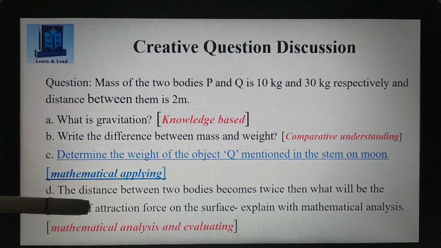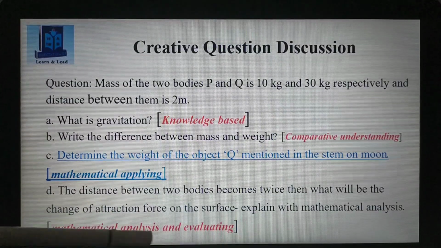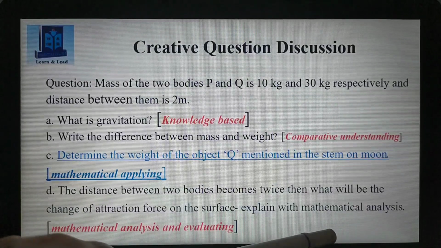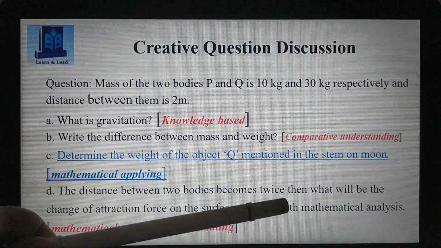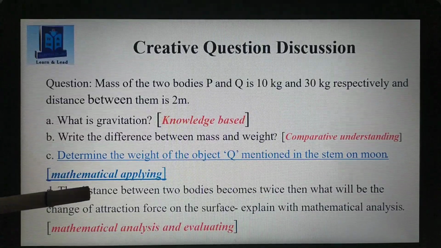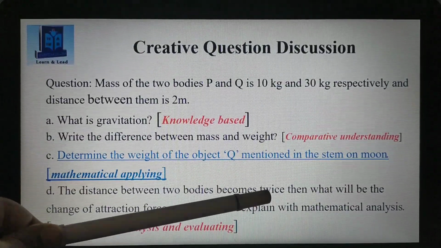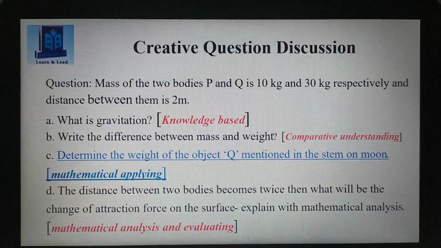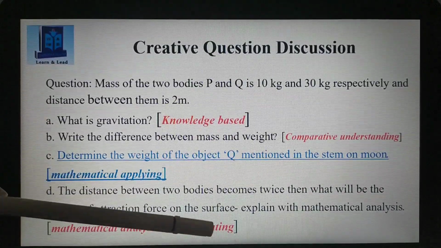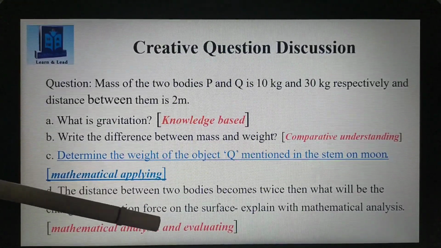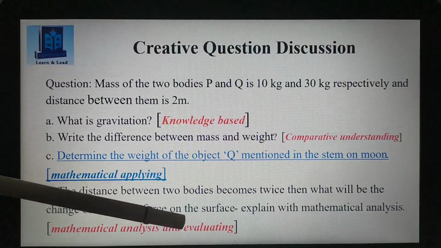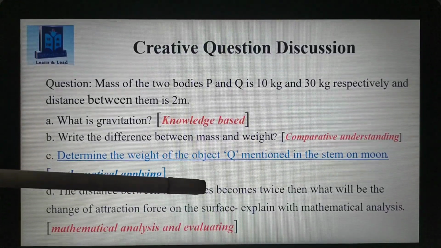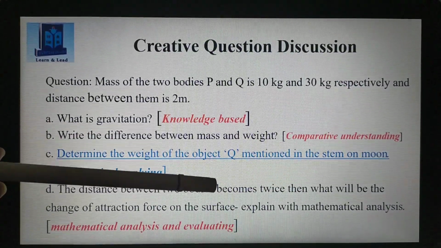Now, D number: if the distance between two bodies becomes twice, then what will be the change of attraction force? Explain with mathematical analysis. This question is very important. It is written twice, the distance becomes twice. Sometimes it changes, like the product of the masses becomes twice. Anyway it comes, but the procedure of solving this answer is almost the same. Only you have to think what the condition is. In the conditional place that will be changed, otherwise not. So go for the answer.